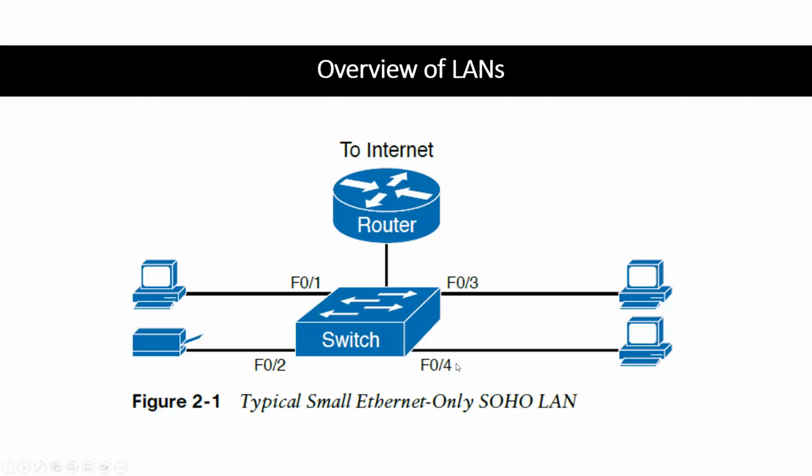So what we're looking at now, right? As you can see, the description of the figure is typical small Ethernet-only SOHO LAN. What does SOHO mean, right? Small office, home office LAN. So this is typically what you guys would see at your house, right? You have all the computers and stuff like that hooked up to maybe a switch that does Wi-Fi as well, that you maybe bought from Best Buy. It's providing access to multiple devices, right? And that switch has a connection up to the modem or router that your ISP gave you, okay?